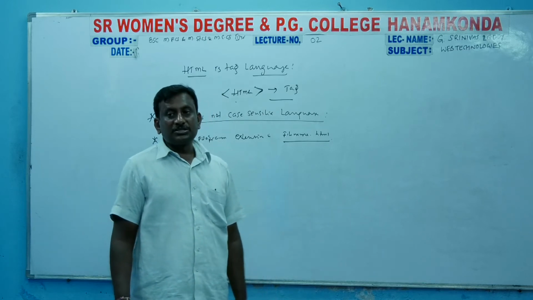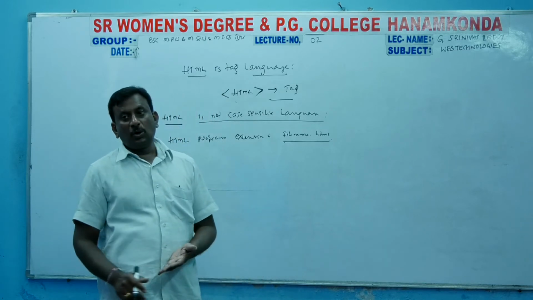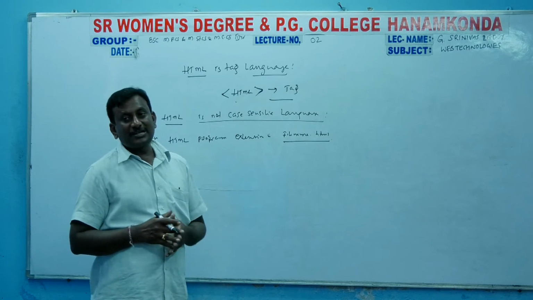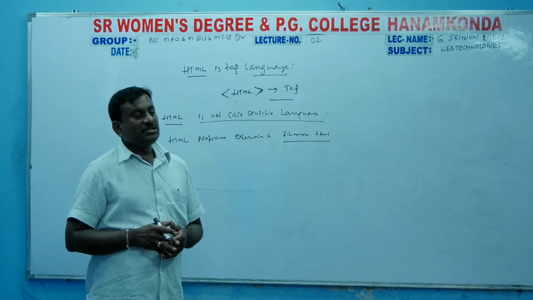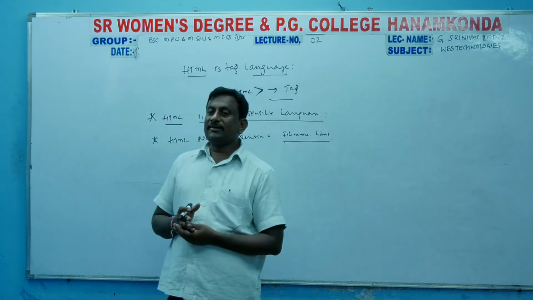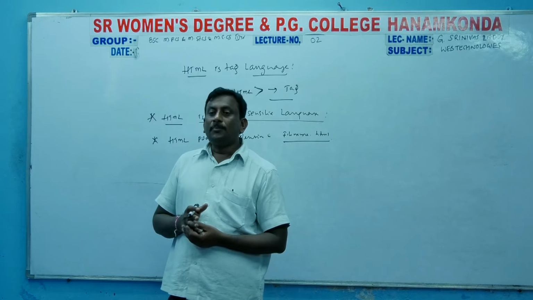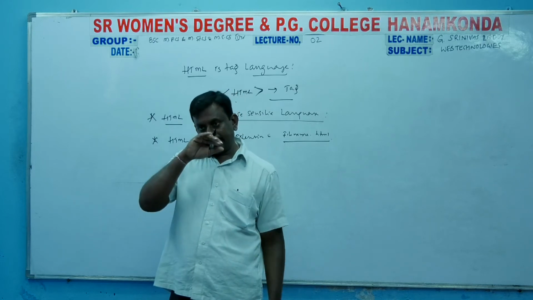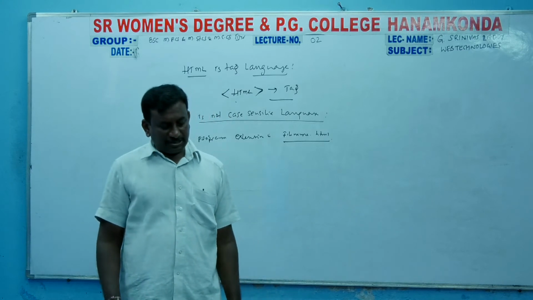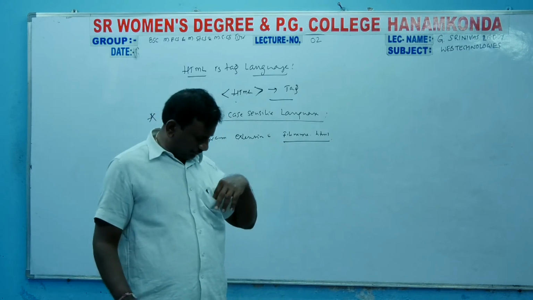Next, the structure of HTML. How do you write a program in HTML? What is the structure? Just like C language has a structure, C++ has a structure, and Java has a structure, similarly when you write markup language content, some structure will be there. What is the HTML structure?